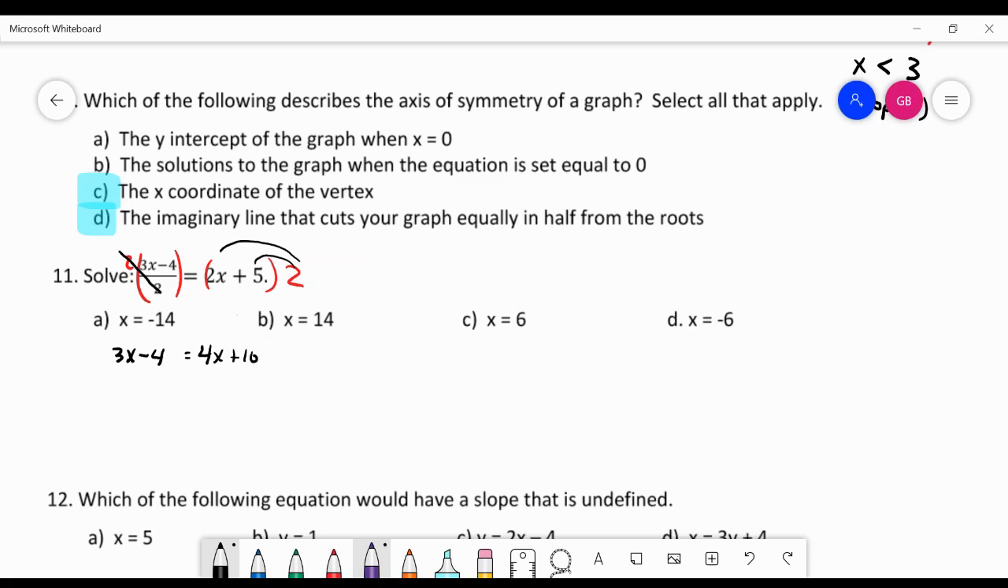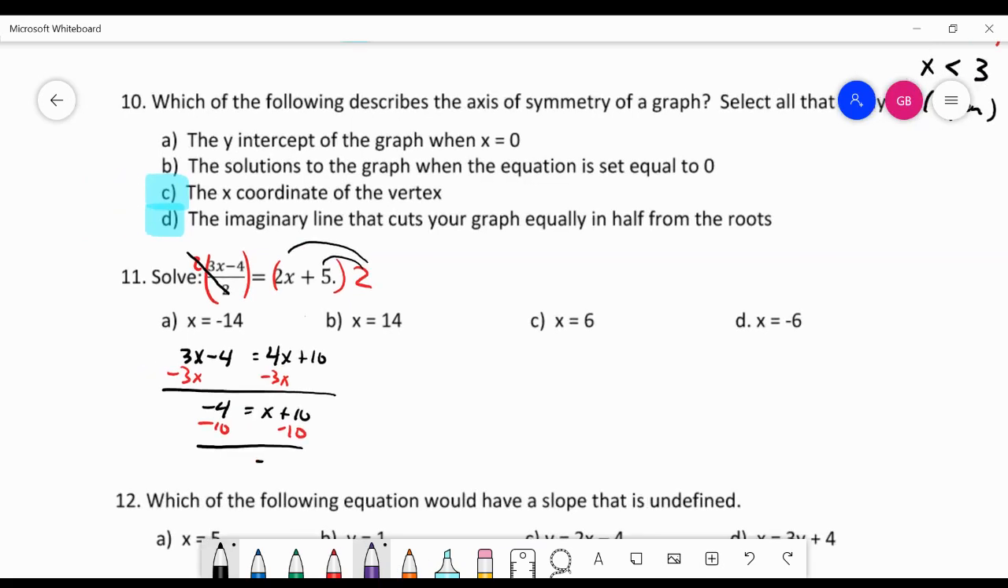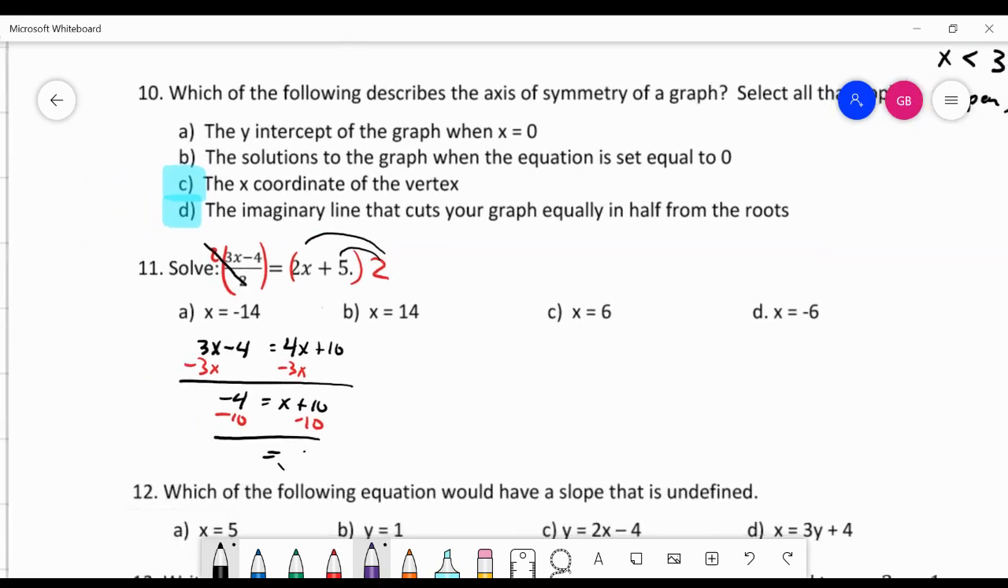Now I'm going to combine like terms. I'm going to subtract 3x from both sides. Is equal to x plus 10. And I'm going to subtract 10 from both sides. So x is equal to -14.